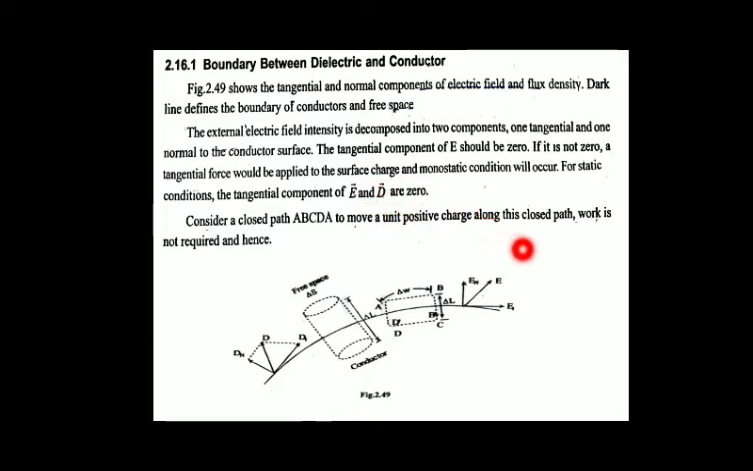Let us consider a closed path ABCD, and also a unit positive charge moving along the closed path. The total work done by the charge particle in this loop ABCD is equal to 0, from the line integral of E dot dl equal to 0.